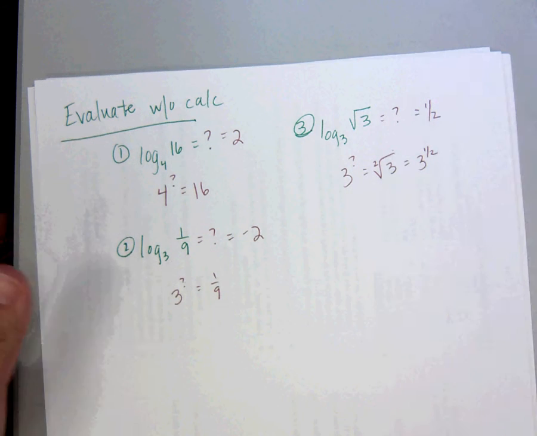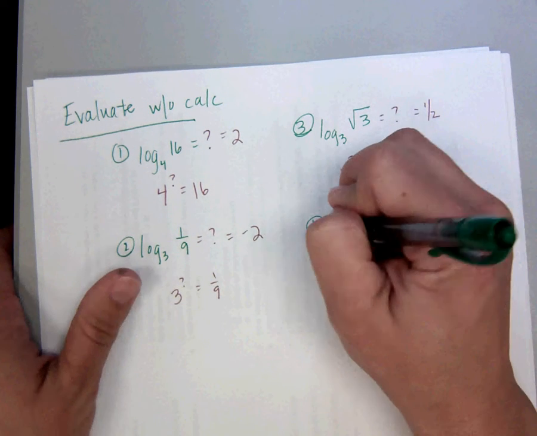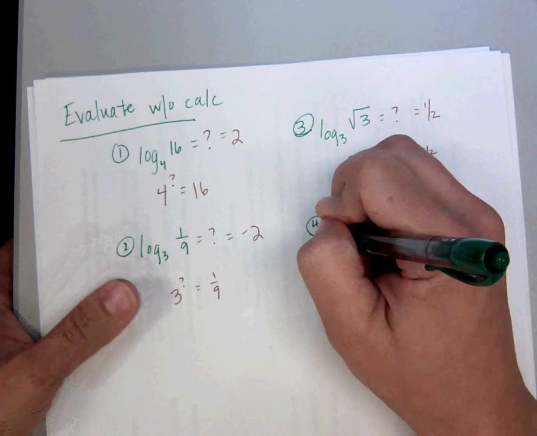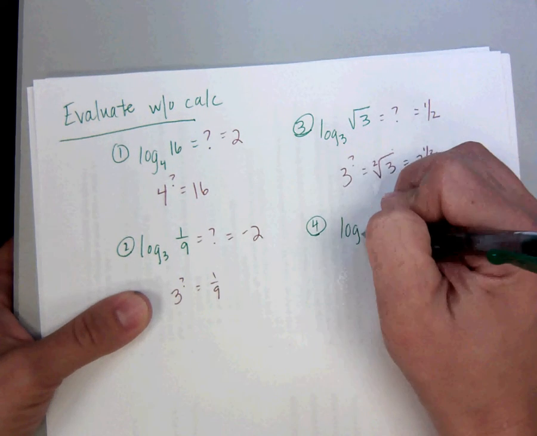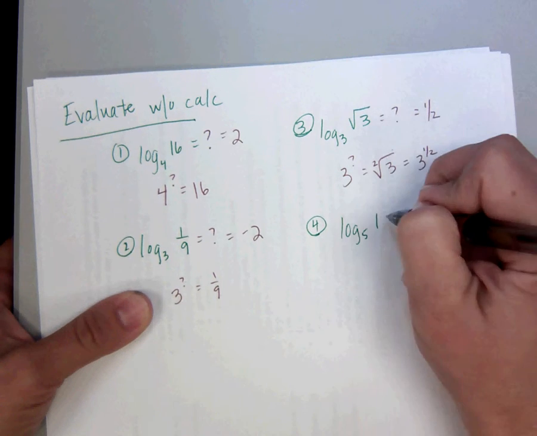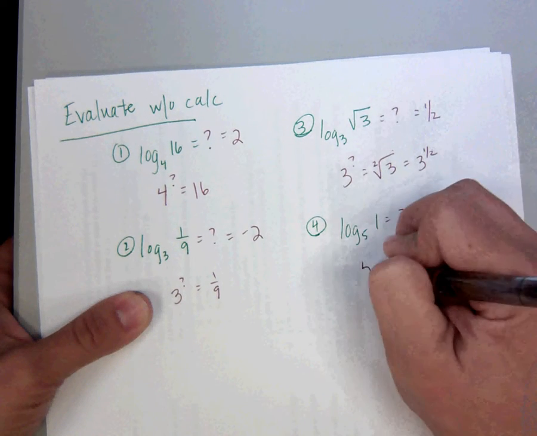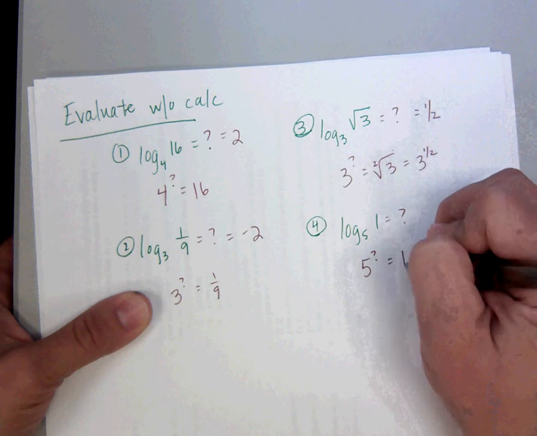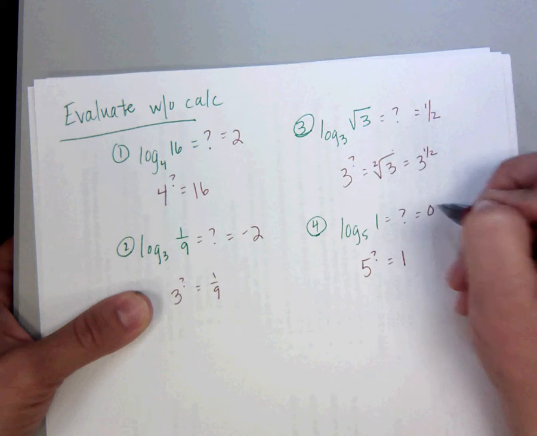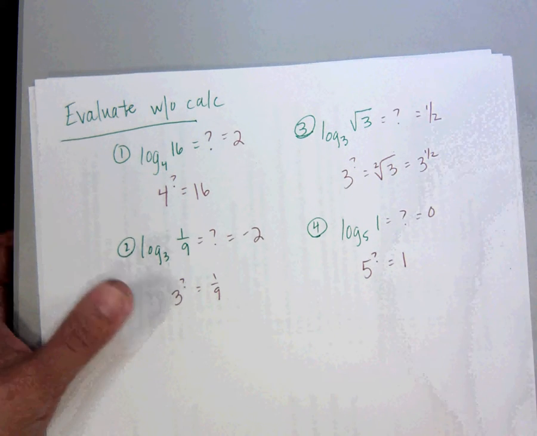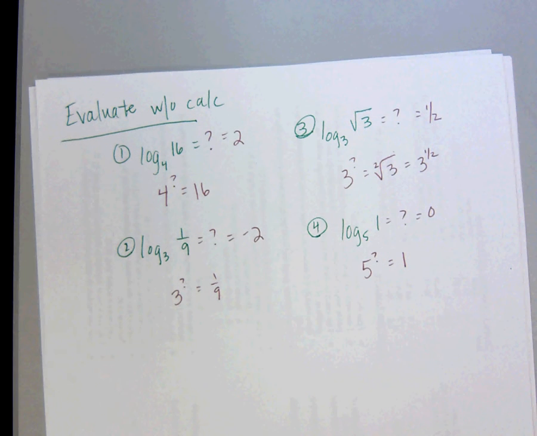Okay? What if we had said the log base 5 of 1? So we're trying to figure out what that equals. So we'll think of 5 to some exponent is 1. What's the only exponent that can be here to give you a 1? 0. Anything to the 0 power is going to be 1. So that is a couple options for evaluating without a calculator.